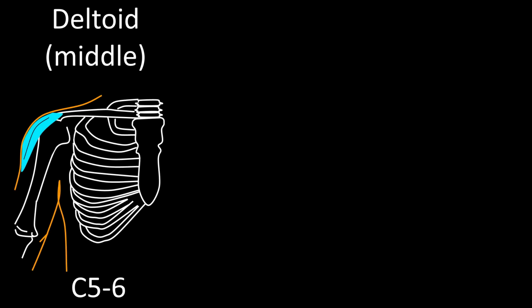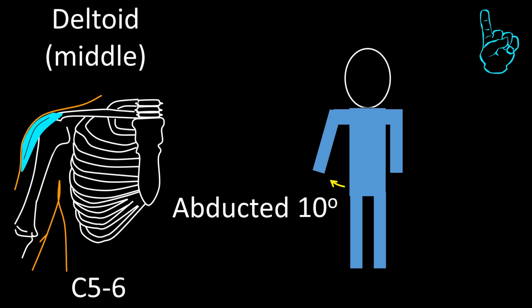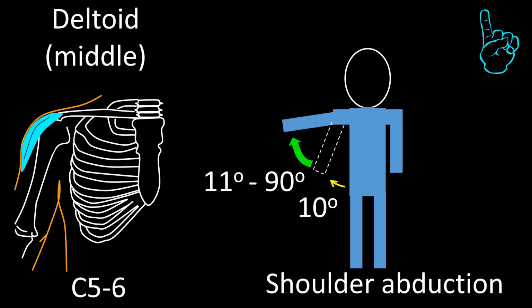The middle deltoid receives innervation from C5 and C6 spinal segments. It only has one action. From the arm being 10-degree abducted, the middle deltoid further abducts the arm from 11-degree to about 90-degree.